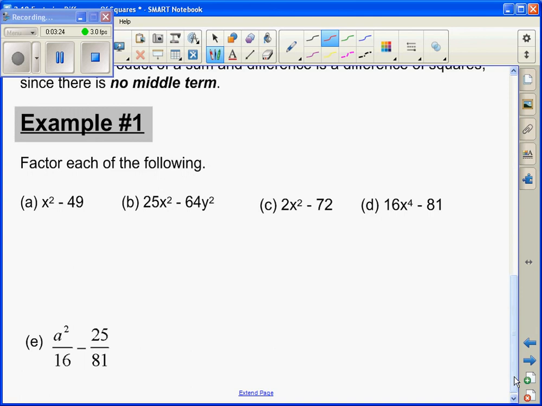Okay, so I will give you a bit of a large hint here. All 5 of these examples are actually difference of squares. They are all perfect squares being subtracted from one another. X squared, again, the square root of x squared is x. 49, the square root is 7. One of them is a plus, one of them is a minus. Really super easy. So here's my hint.